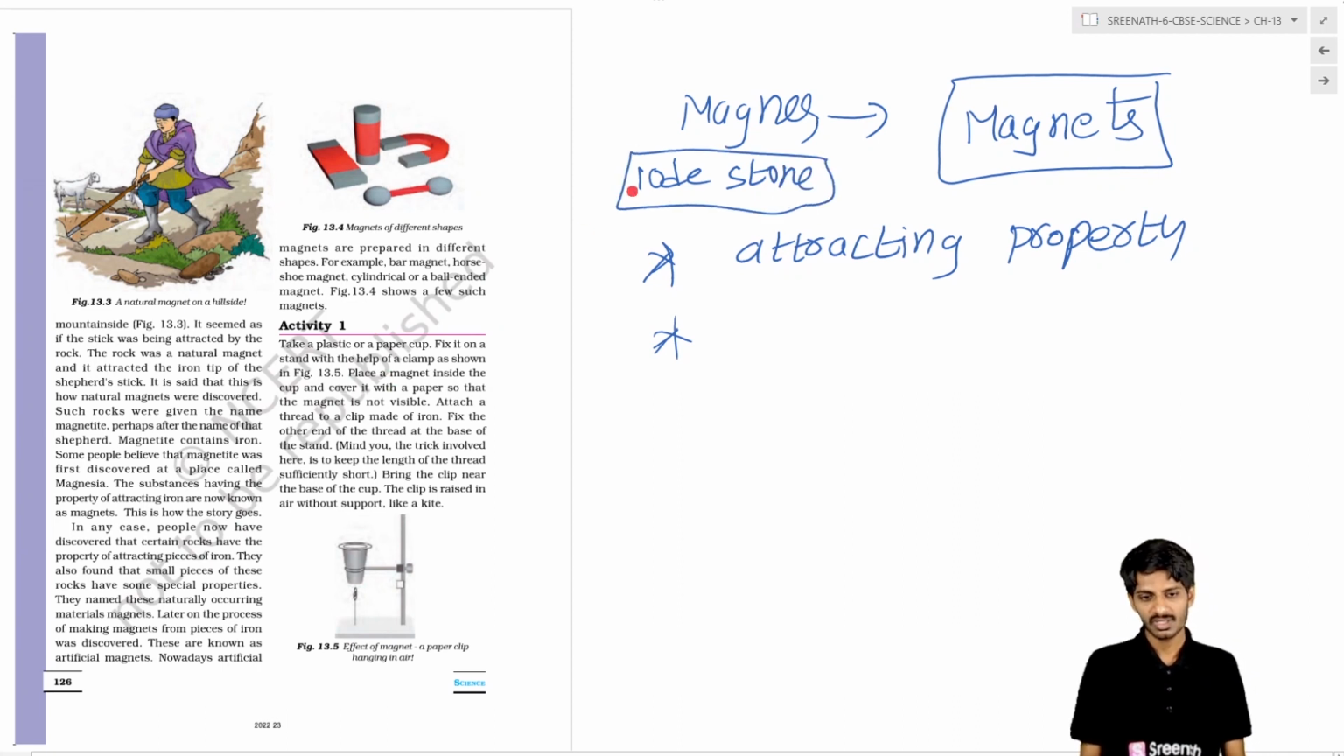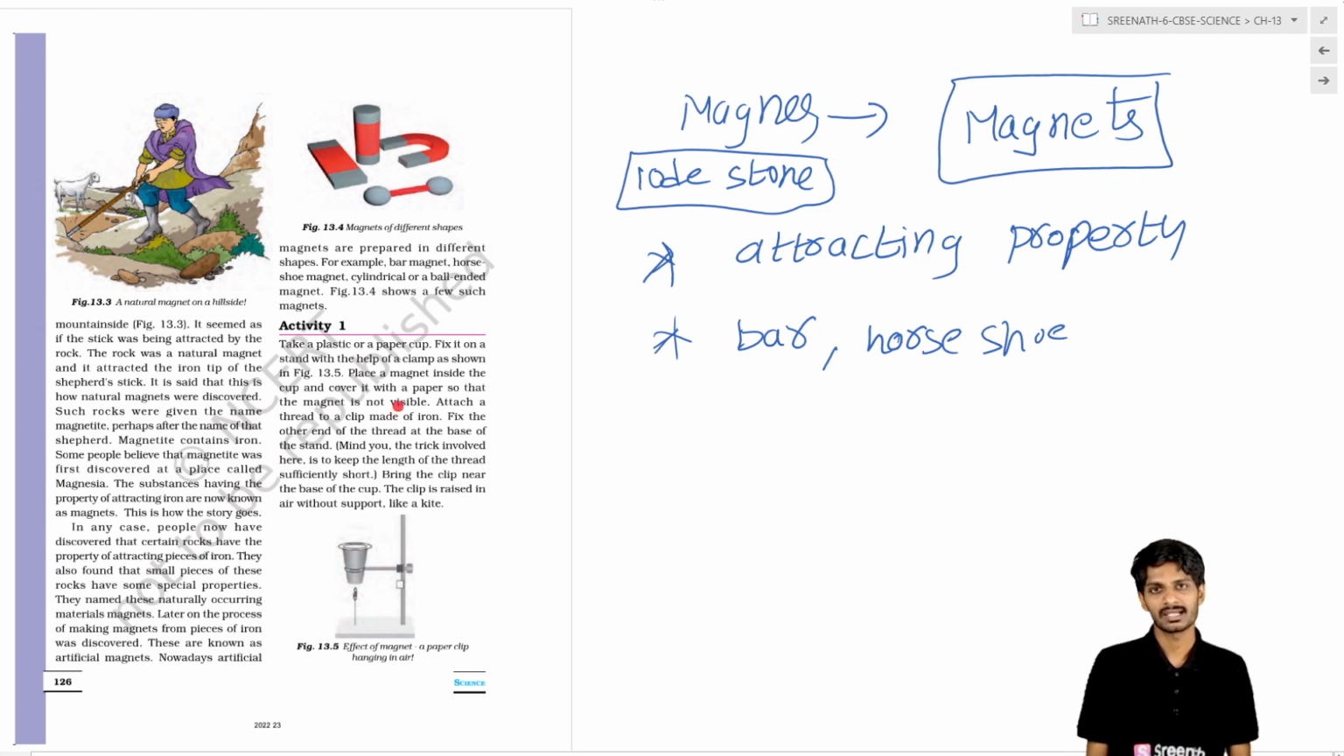Okay. Now, there are different types of magnets. The one is the bar magnet, which is in the shape of a bar, and there is the horseshoe magnet also. It is like this shape, and there are cylindrical type magnets, like that. There are so many types of magnets available at present.